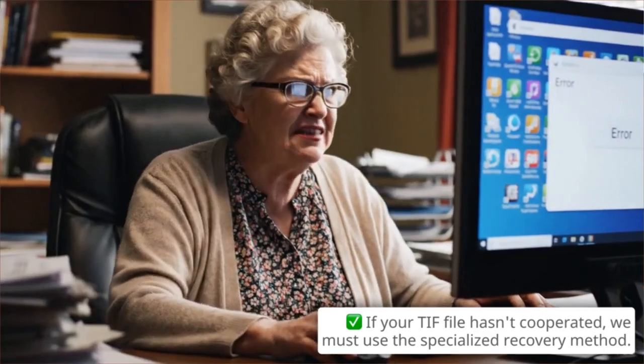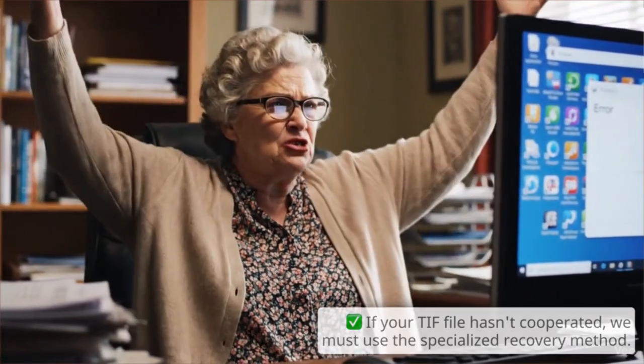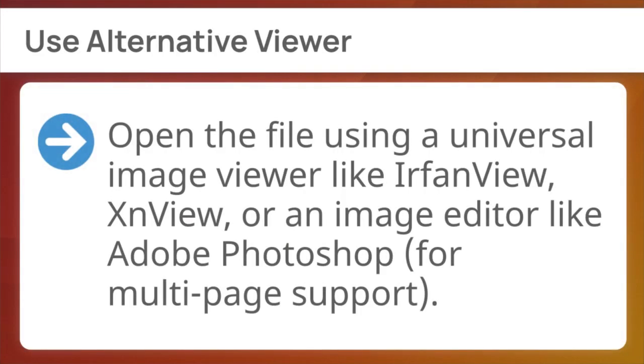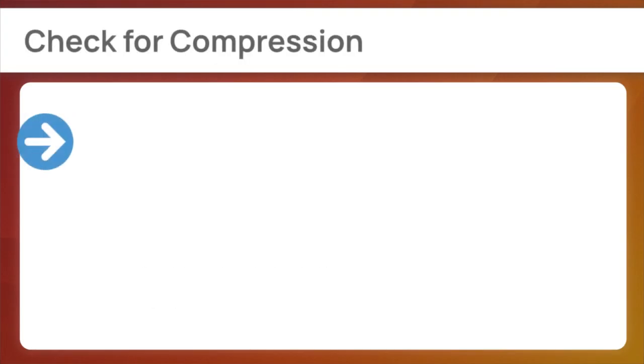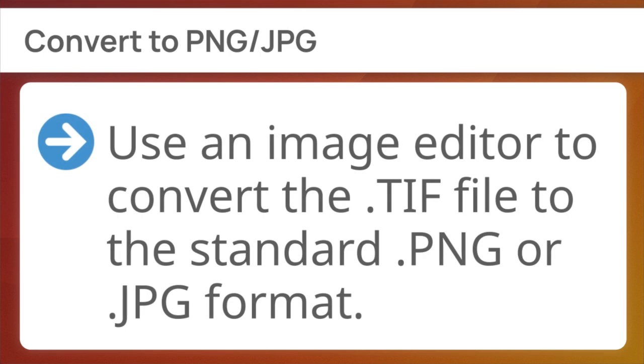Time to fight back. Let's quickly run through a series of focus tests on these common TIF failure areas. First, use an alternative viewer. Open the file using a universal image viewer like IrfanView, XNView, or an image editor like Adobe Photoshop for multi-page support. Next, check for compression. If the file fails to load, check if the file uses LZW or CCITT compression and ensure your viewer supports those algorithms. Finally, convert to PNG or JPG. Use an image editor to convert the TIF file to the standard PNG or JPG format.